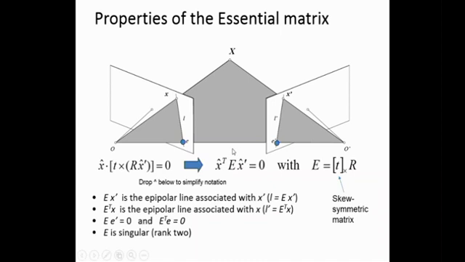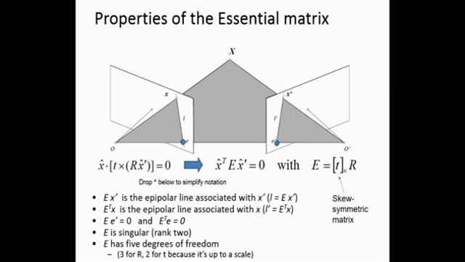And E is singular rank 2, which is clear because I've got some null vector there. And so E has 5 degrees of freedom. It makes sense that it has 5 degrees of freedom because remember that it's encoding a rotation matrix and a translation vector, but everything is up to a scale.